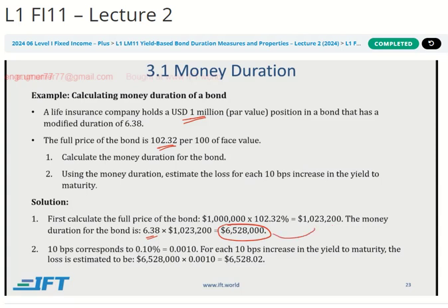right? But again, this money duration is not the actual change until it is multiplied with the change in the yield. So if the yield is changing by 10 basis points, you multiply that money duration with the 10 basis points and you get the $6,000, which is what the price of the bond is going to change.